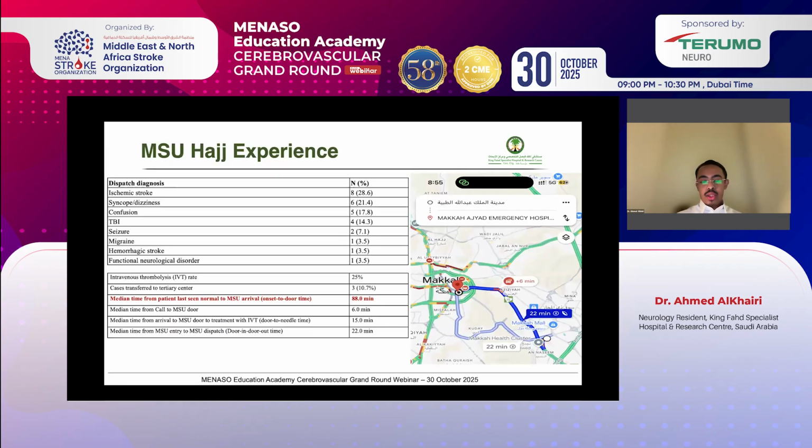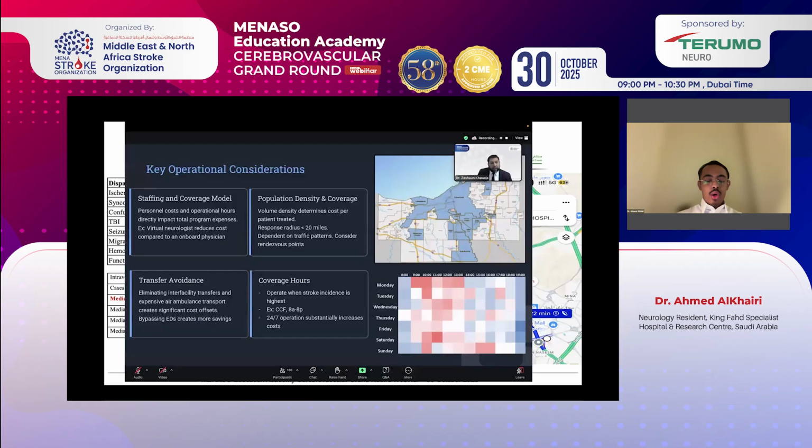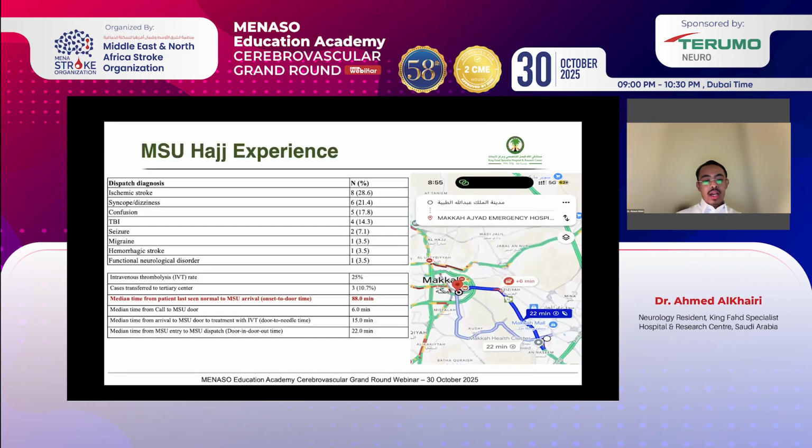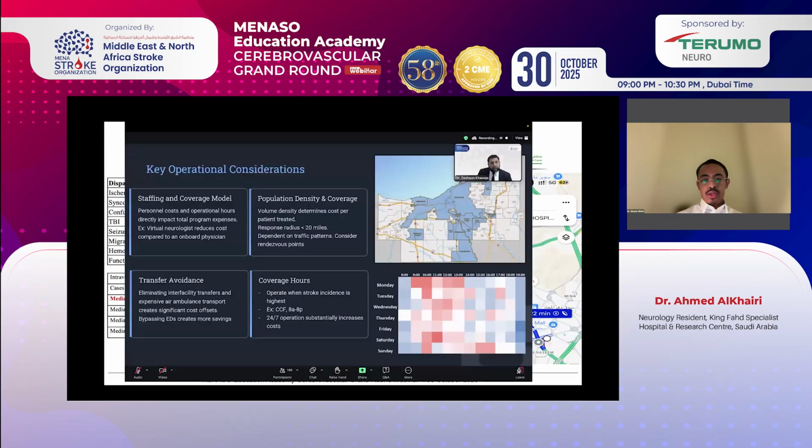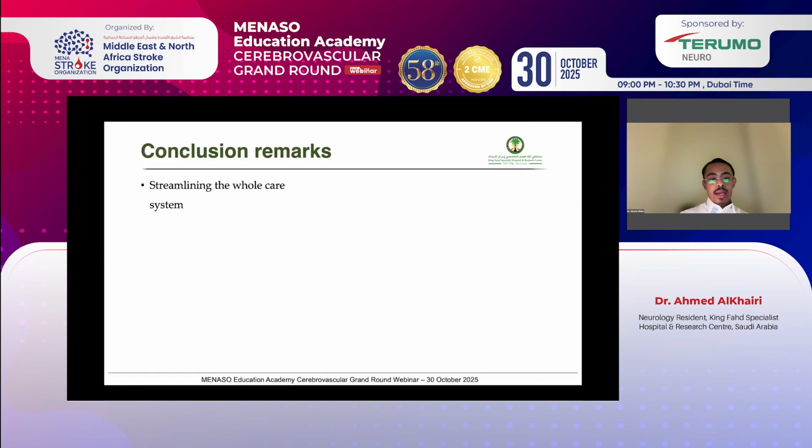So this shows the magnitude and the timely importance of applying a mobile stroke unit during this past experience. Also, we only transferred 3 cases to a tertiary care hospital, and this may be a great driver for cost effectiveness in such a setting, as Dr. Sichuan just stated. So as a concluding remark, the MSU during Hajj did a fair job.